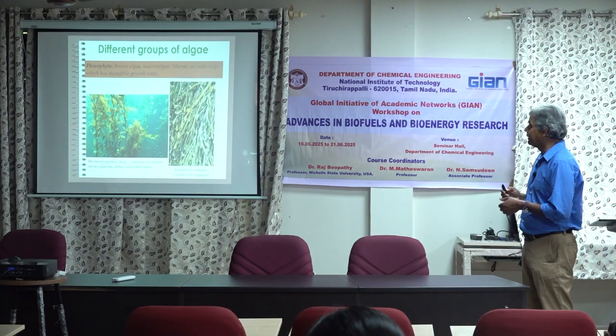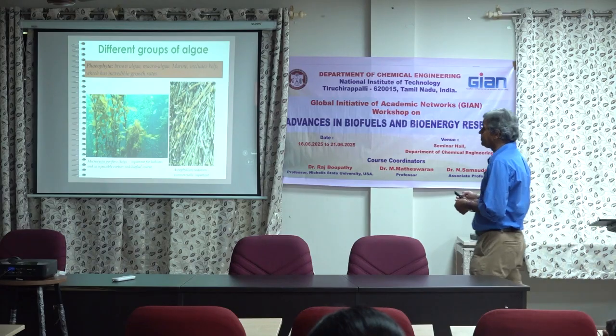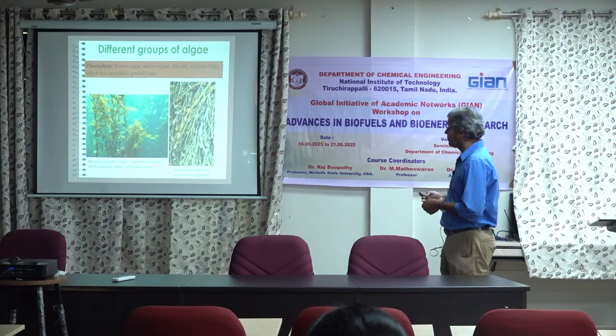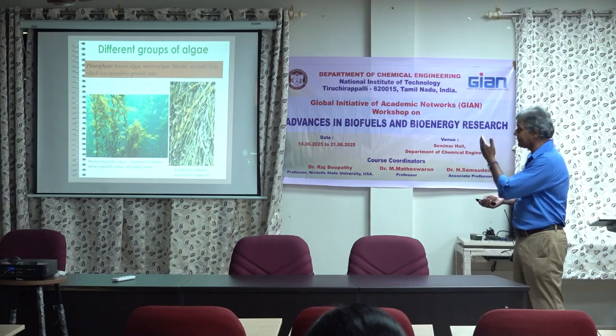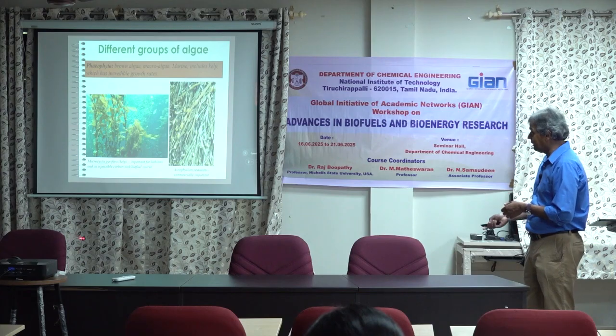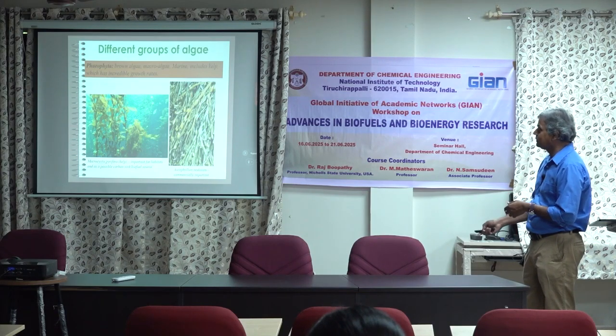Then we have the Phaeophyta, which is brown algae, mostly macroalgae. Marine, it includes sea kelp. That's how it looks pictorially. You can see them. They are really, really big algae grown in the sea. We sometimes call it a sea forest.